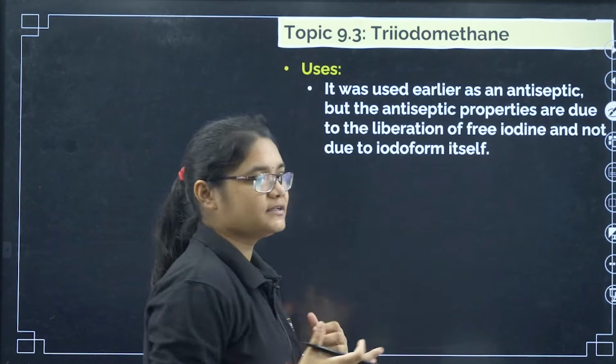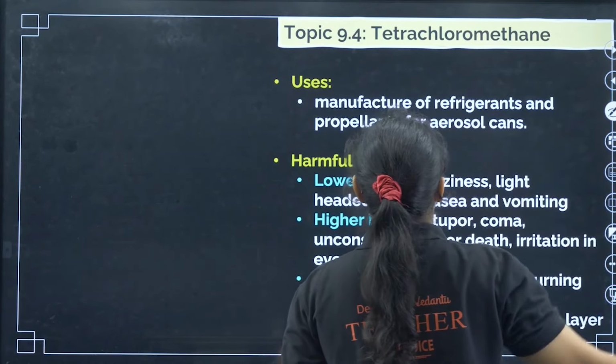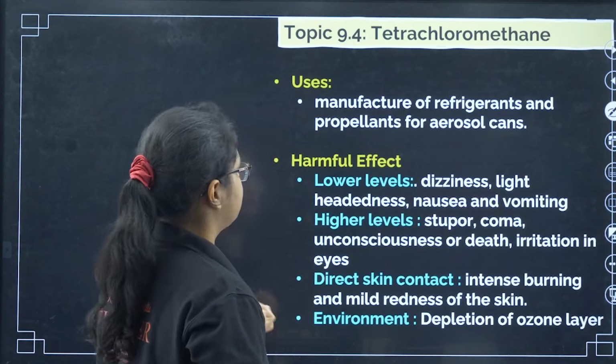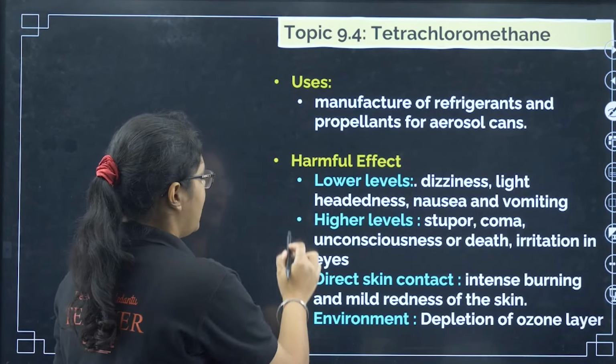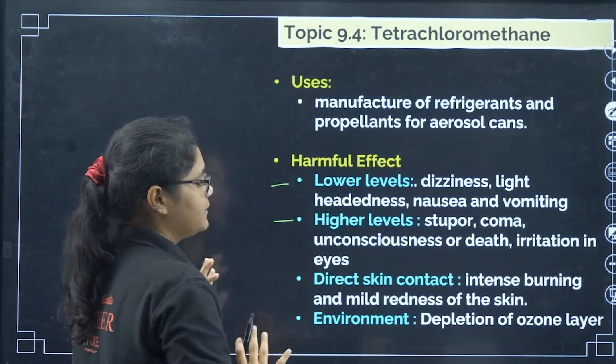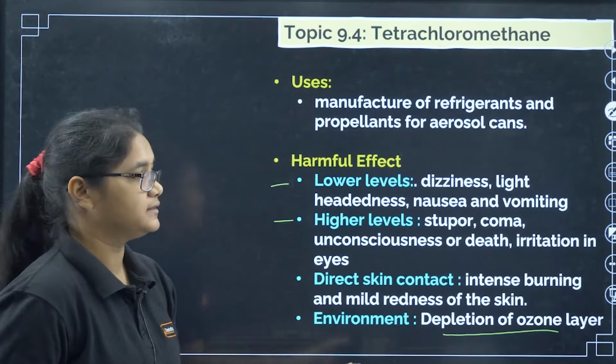Next one we have is triiodomethane. Iodoform is used as an antiseptic, that you should know. Next we have tetrachloromethane, that is CCl4. It is used in refrigerants, that is important, and it is also responsible for the depletion of the ozone layer, that is important.